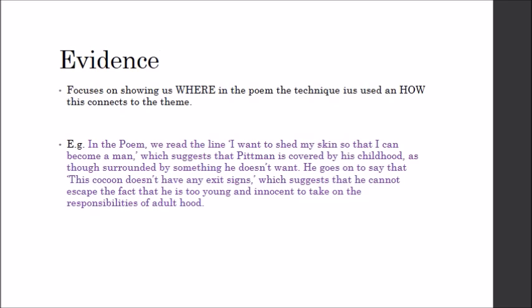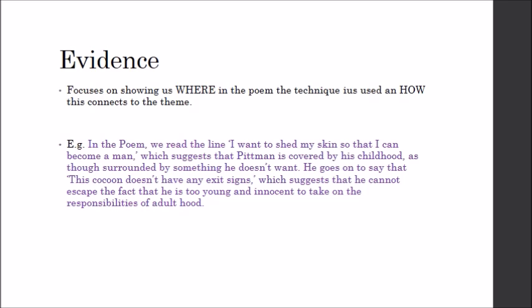So the evidence, this is where I'm starting to bring in lines from the poem to prove that I'm not just talking rubbish, that this comes from a very logical observation. I need to use quotes, and in fact I'm being marked on how many quotes I use. In this case I'm using 2 in this paragraph, and if you look at your assessment rubric, you'll figure out what grade I would get for that. There might be a way around that, I don't know, but have a bit of a think about it. The evidence focuses on showing us where in the poem the technique is used and how this connects to the theme. I've said that this is about losing innocence, but I need to show where that happens.